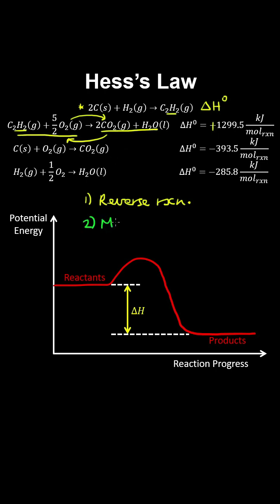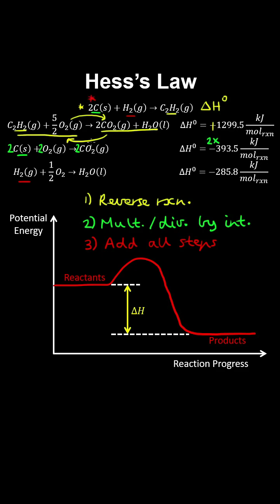Now if we multiply or divide a reaction by an integer, then we can do the same for the enthalpy of that reaction. So here we have 1 carbon and 2 in the overall reaction, so we multiply this step by 2. And therefore we multiply the enthalpy by 2. And in this final step, the hydrogens match, so we don't need to do anything to this step. And now if we add all the steps, we obtain the overall reaction, and therefore we can add the enthalpies of the individual steps to obtain the enthalpy of the overall reaction, which we'll cover in an example problem.